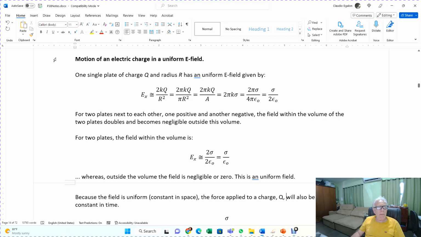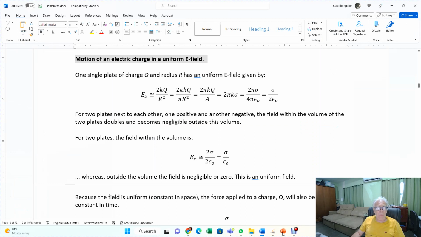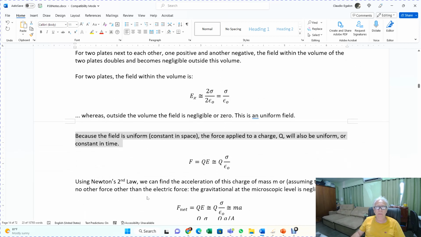Now I want to talk about the motion of an electric charge in a uniform electric field. Okay? So the uniform electric field can be generated by two plates of opposite signs, right? This volume here will generate a uniform electric field. From the equation for the electric force, you know that if the field is uniform, the force is going to be constant and uniform as well, right? Because the field is uniform, constant in space, the force applied will also be uniform or constant in time.